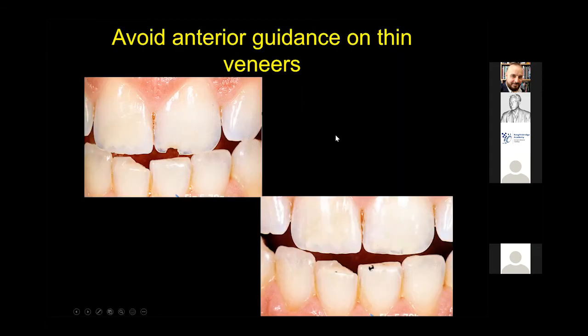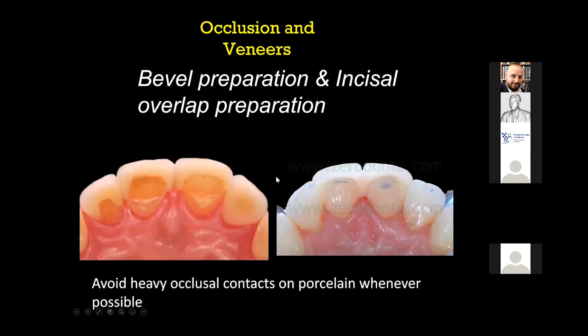Especially if you have thin veneers, you need to avoid the guidance on them. And when you have veneers like that, try to get the occlusal contacts mainly not on the interface, of course, between the restoration and the tooth. Try to get the occlusal contact on the sound tooth, and the guidance, if you can avoid it, if there is an adjacent tooth which is natural, make it at the expense of that tooth.